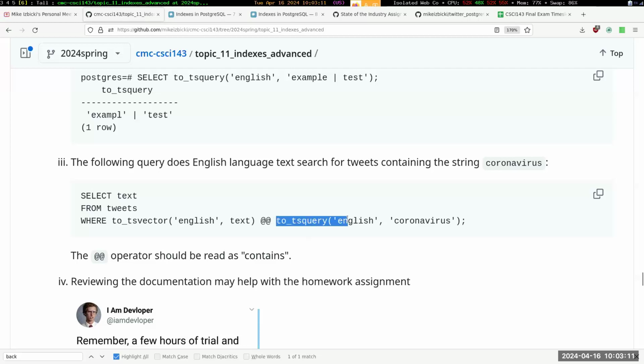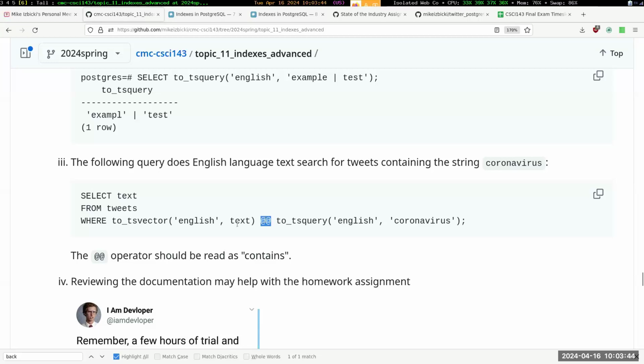And the toTS query usually has no columns from the table anywhere inside of it. The language is hard-coded and the search term is hard-coded or provided from, like, a user form on a website somehow. The only thing in here that is coming from the actual table is this text value right here. And so what we're going to be spending a lot of time today talking about is how this @ operator gets sped up inside of Postgres.